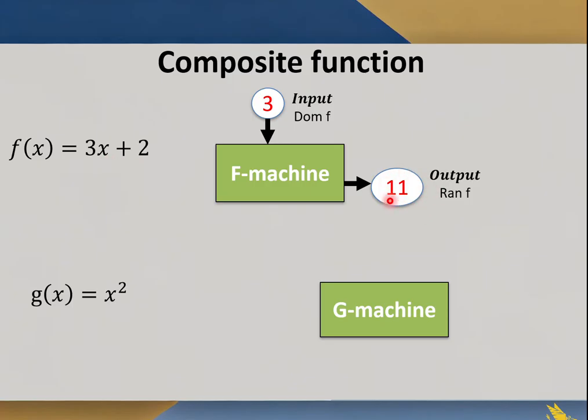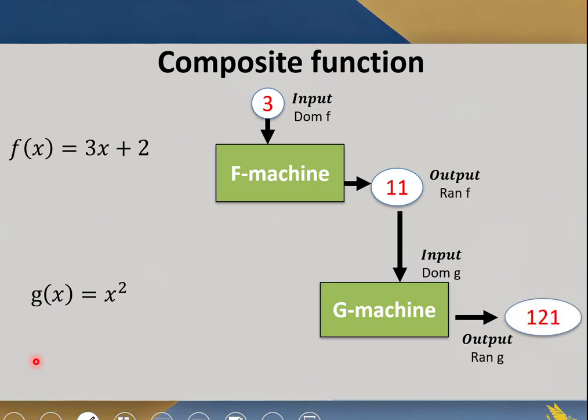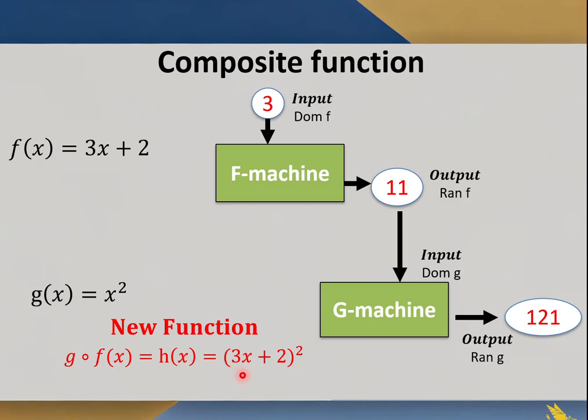This output of the f machine turns into the input of the g machine. That means the range of f is the domain of g, the input. And that input then turns into the output, which is the range of g, which is 141. So our new composite function g of f of x, h of x, is equal to 3x plus 2 in brackets squared. All we've done is group 3x plus 2 and substitute it in for the x value.